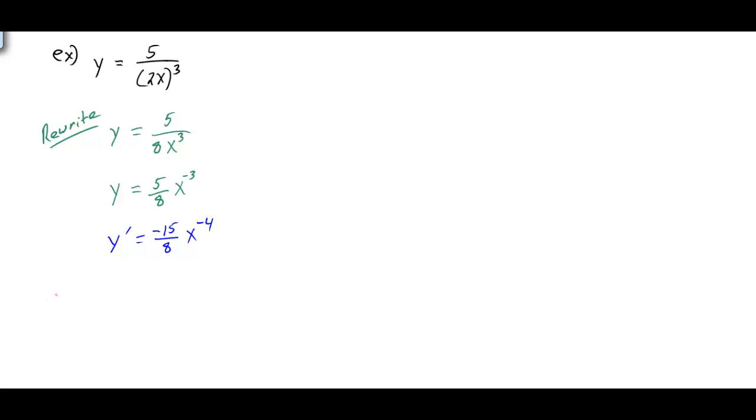And then, of course, we can simplify. So we have the negative 15 on top. The 8's already in the bottom. Move the x down, so we have x to the positive 4th.